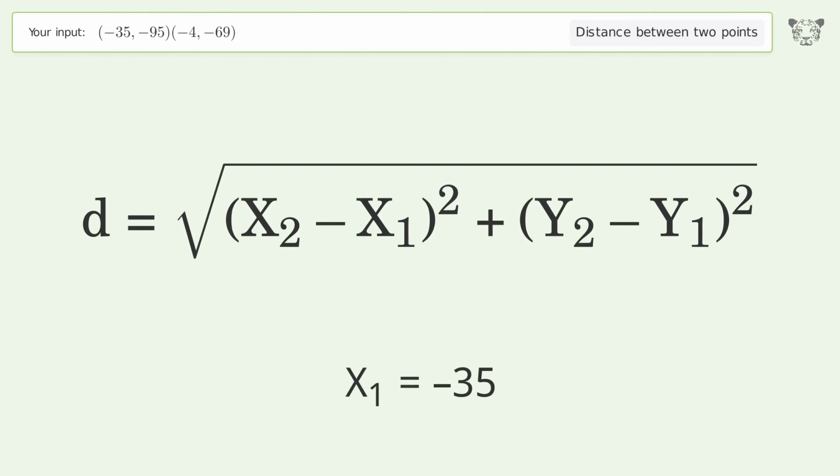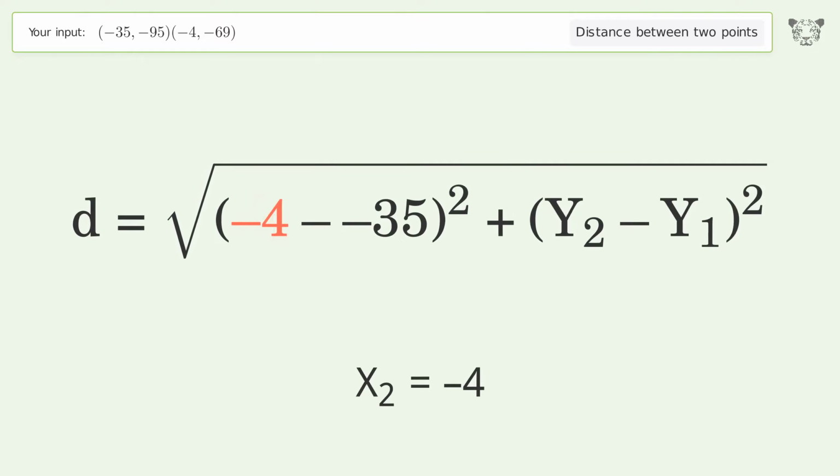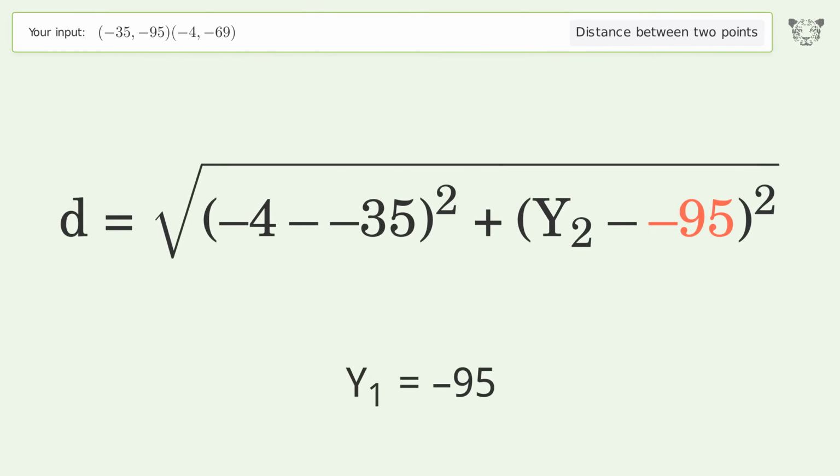x1 equals -35. x2 equals -4. y1 equals -95. y2 equals -69.